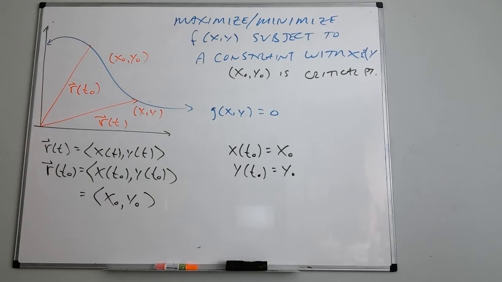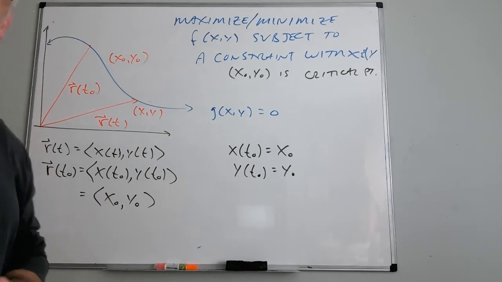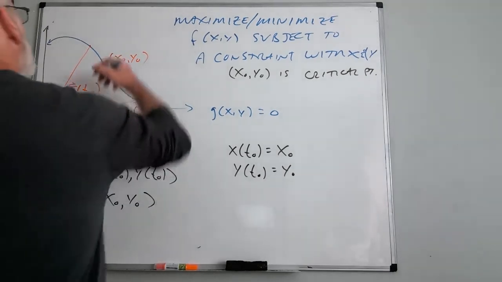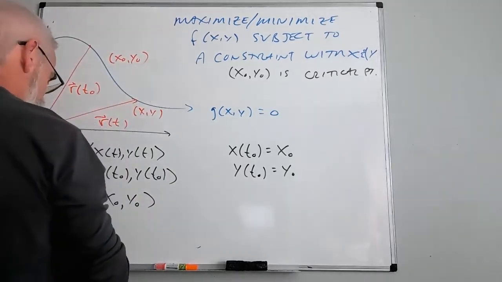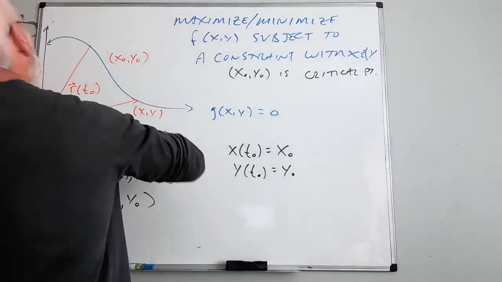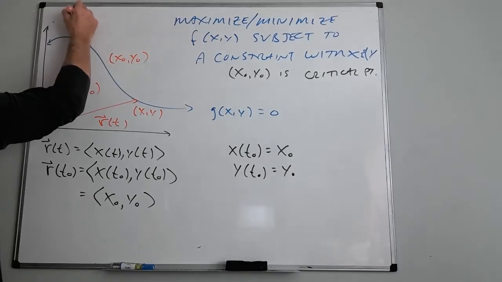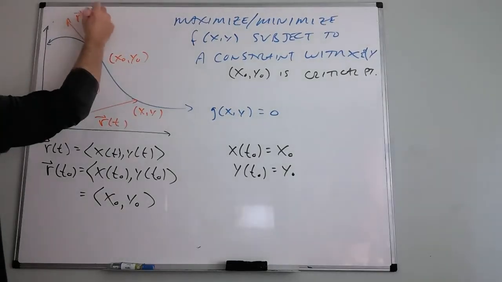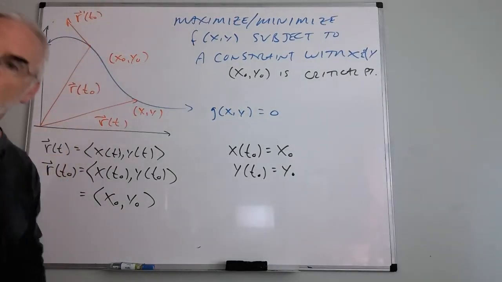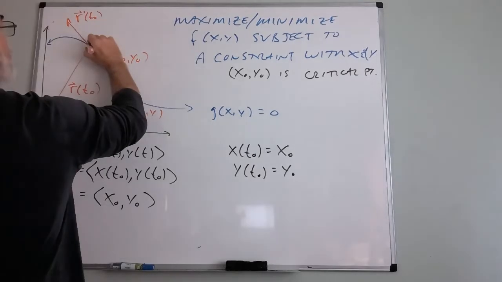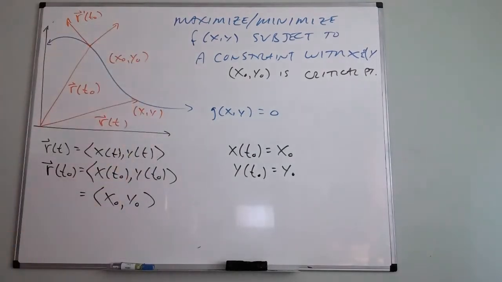Now, at that point right there, I have a tangent line. Let me use the same color. I've got a tangent line that maybe goes that way. So that's r prime of t naught, but I also have a gradient vector, and we know that the gradient vector is orthogonal to the curve. Therefore, the gradient vector must also be orthogonal to the tangent vector.